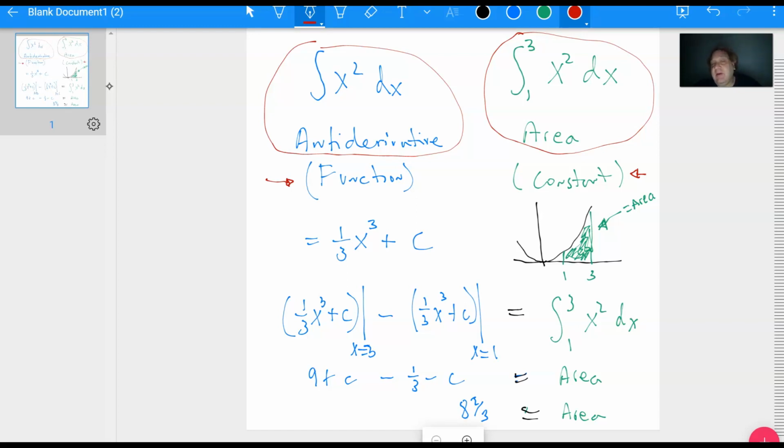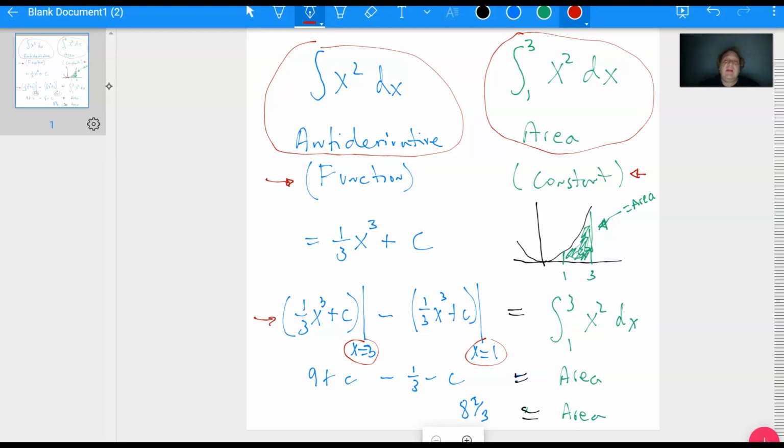The example I have here illustrated is the area under this parabola between x equals 1 and x equals 3 can be calculated by using the antiderivative function, plugging in the two endpoints 3 and 1 and subtracting and finding out that the exact area under this parabola is 8 2/3.